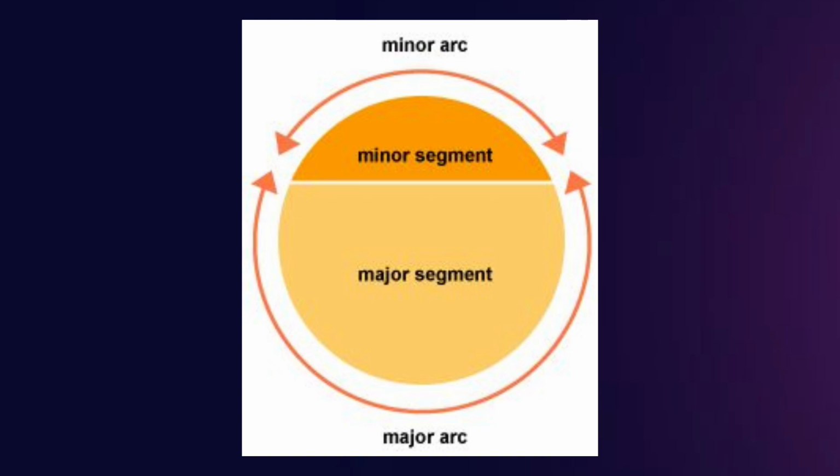Minor segment. This is the smaller region created by the chord. It is bounded by the chord and a minor arc. Major segment. This is the larger region left over. It is bounded by the chord and a major arc.